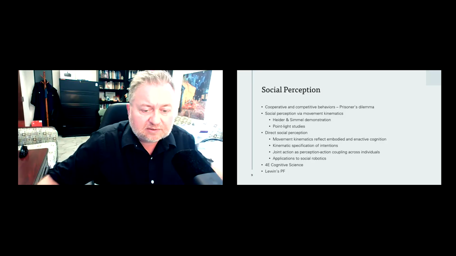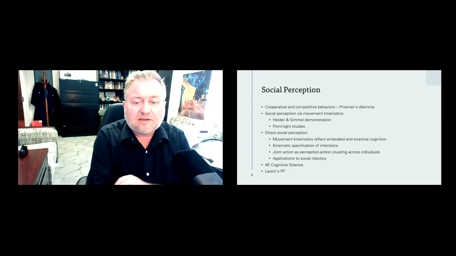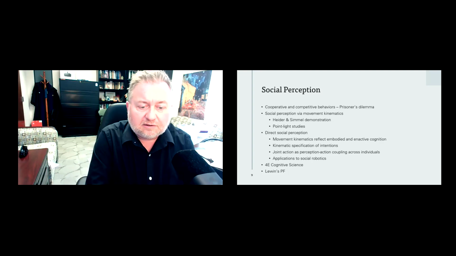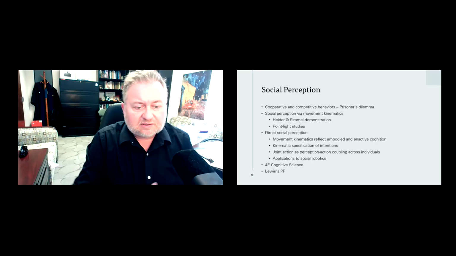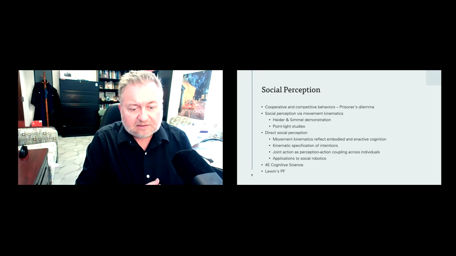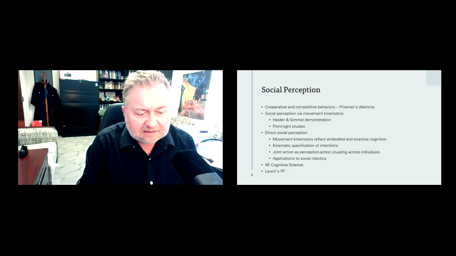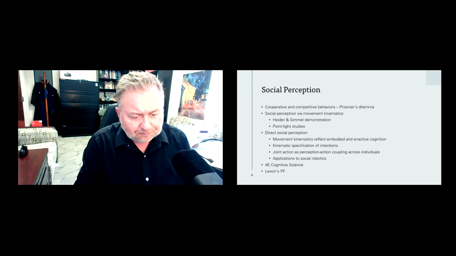So we entertained this possibility that we could directly perceive the social intentions of other people by observing their embodied cognitions here, right? How they move, how they interact with us, proposing this idea known as kinematic specification of intention. We then talked about perception-action coupling with joint action and how that might involve direct social perception, with a slight extension towards social robotics there.